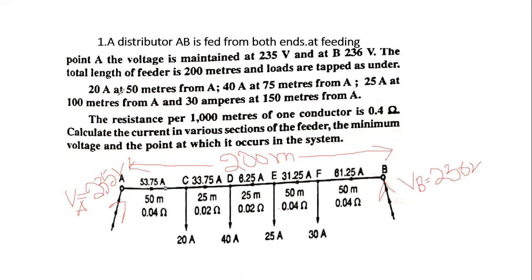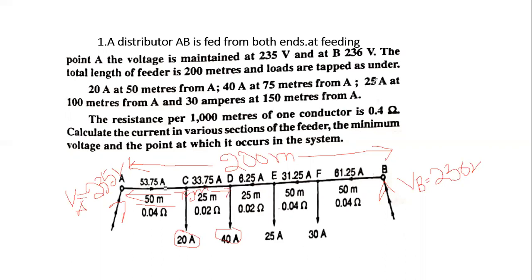Next, 20 amperes at 50 meters from A. This is the 20 amperes at 50 meters from point A. Next, 40 amperes at 75 meters from A. The distance from A to D is 75 meters.